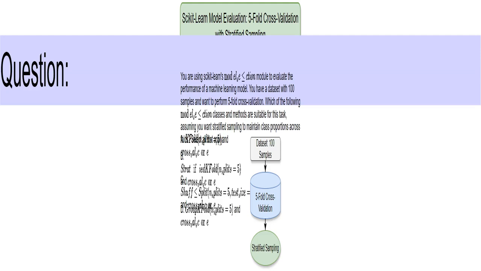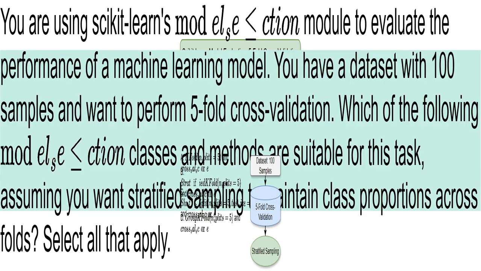I need to identify the correct Sklearn tools that perform stratified 5-fold cross-validation. I'll look at several options and pick the most appropriate one. This is the question that sets up the quiz. I will assess different options for 5-fold cross-validation that preserve class proportions using stratified sampling and select the appropriate ones.